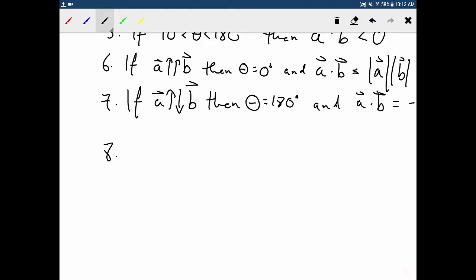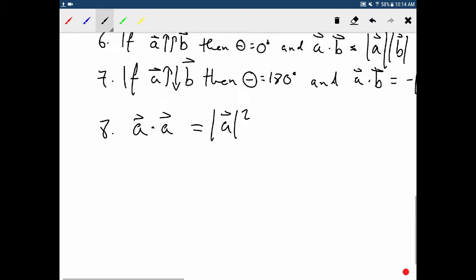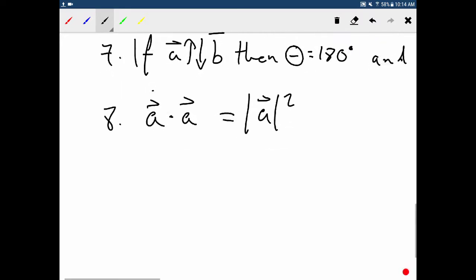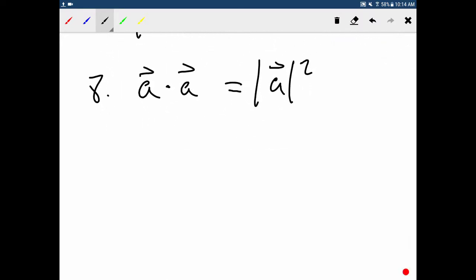Number 8. If I have a vector and I take the dot product of it with itself, then that is just going to equal the magnitude squared. And that makes sense because rule number 6 would apply, because they're obviously going in the same direction since it's the exact same vector. So that follows from number 6.